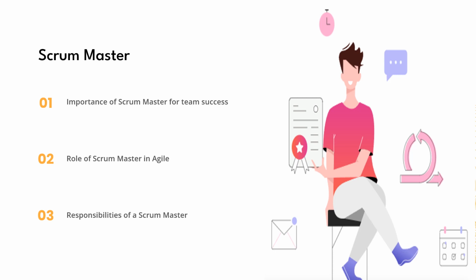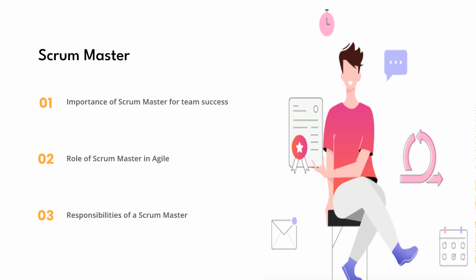A Scrum Master is a key role in the Scrum framework, which is one of the most popular Agile methodologies. The Scrum Master's primary goal is to promote and facilitate collaboration, transparency, and continuous improvement within the Agile team.